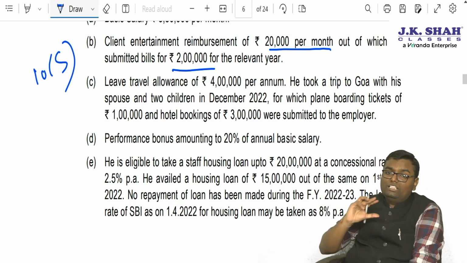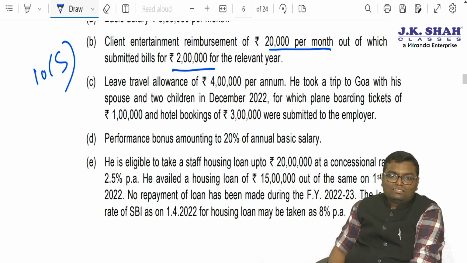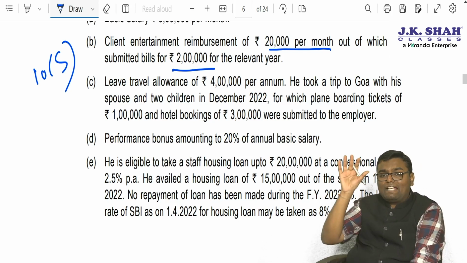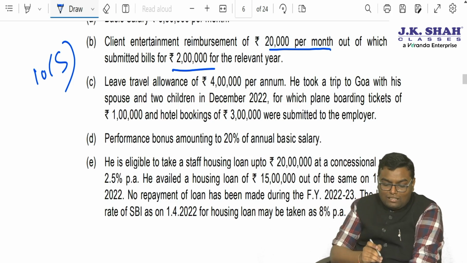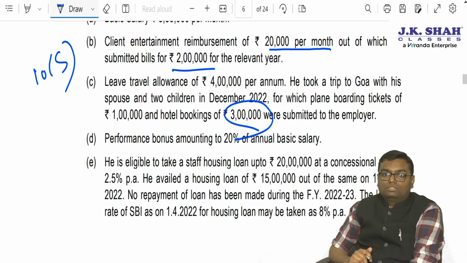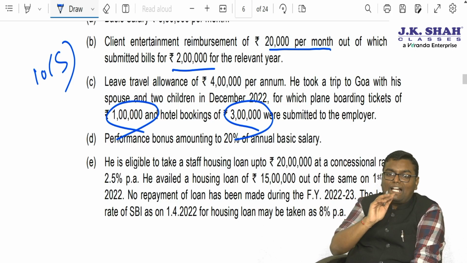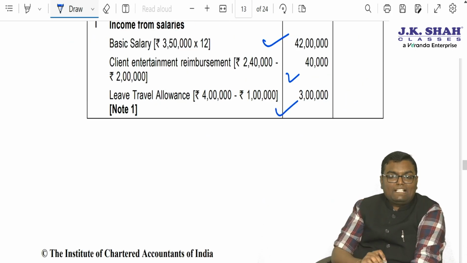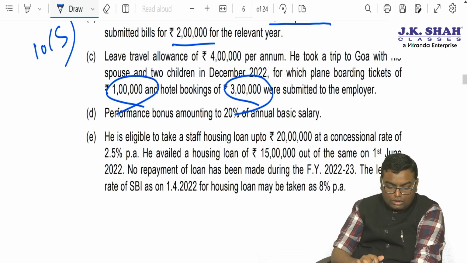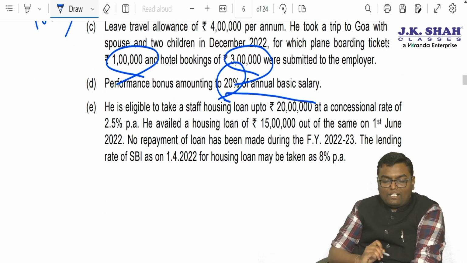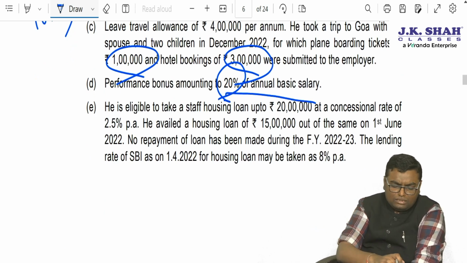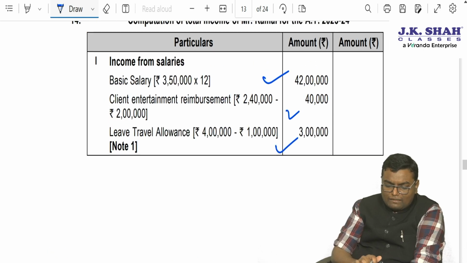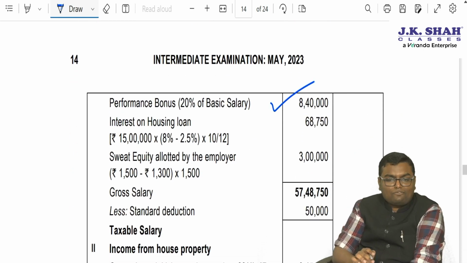However, the exemption is only for to and fro traveling expenditure. Exemption is not granted for the expenditure of staying and all. So 3 lakh rupees will be taxable. Exemption is only for rupees 1 lakh of traveling. So 3 lakh of LTC will be taxable. Performance bonus 20% of annual basic salary. So bonus is given at 20% of basic salary. So 42 lakh into 20%, 8 lakh 40,000 taxable.